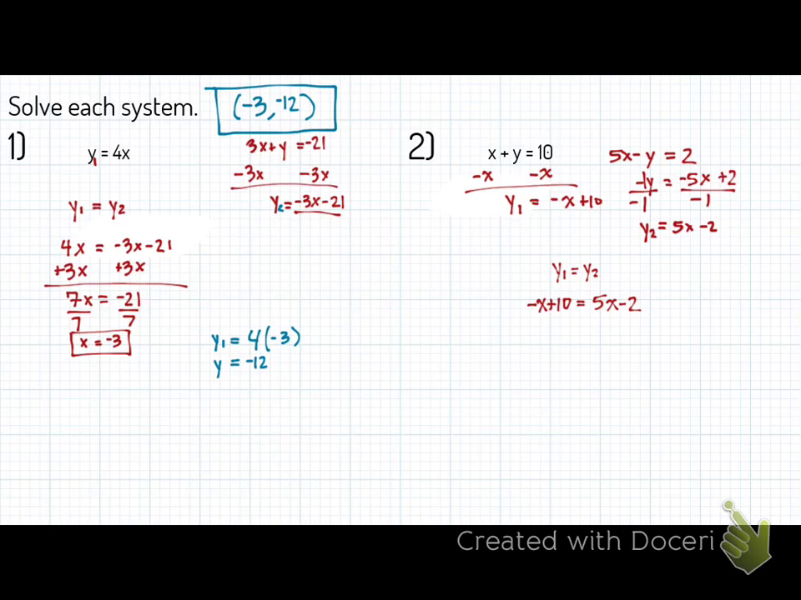Okay, and then we're going to start solving. So I'll bring my x's over. We're going to subtract 5x on both sides. We got on the left side negative x minus 5x is negative 6x. Bring down the 10 is equal to negative 2. Subtract 10 on both sides. You got negative 6x is equal to negative 12. Dividing both sides by negative 6, right, x is equal to 2.